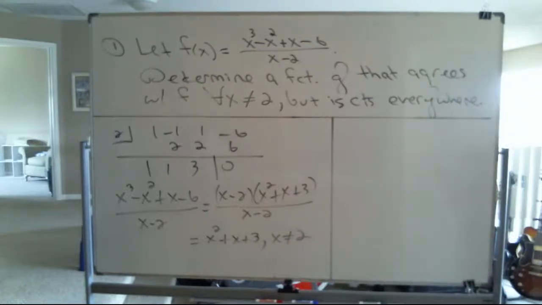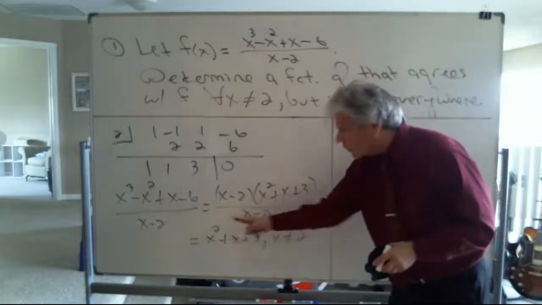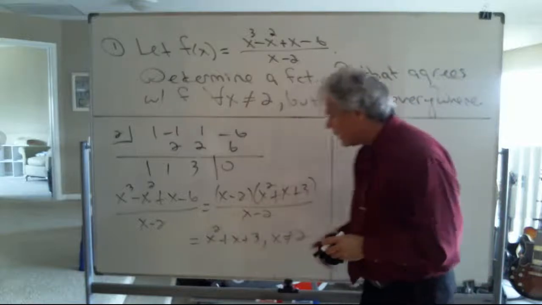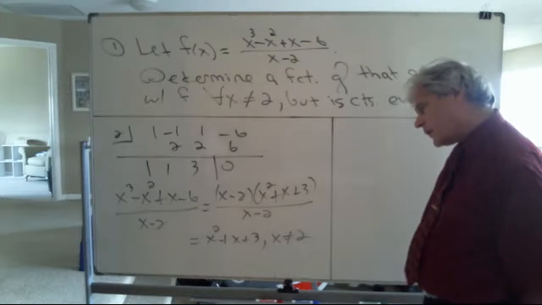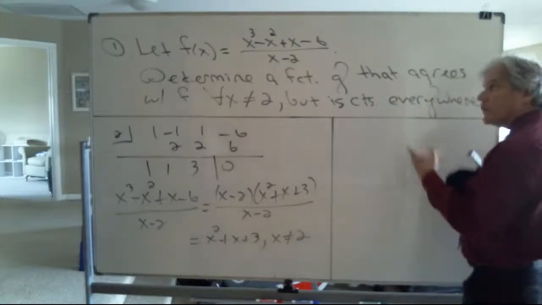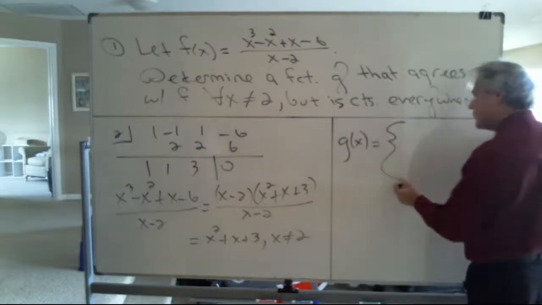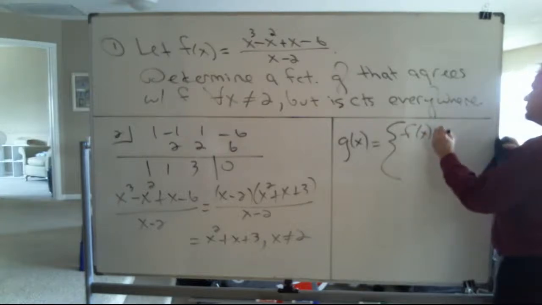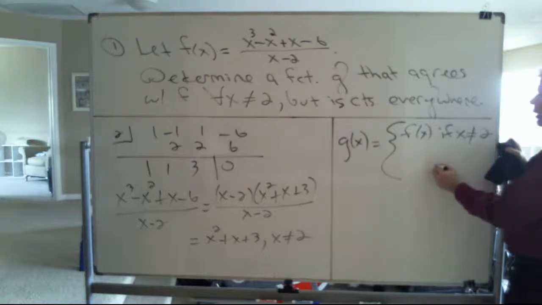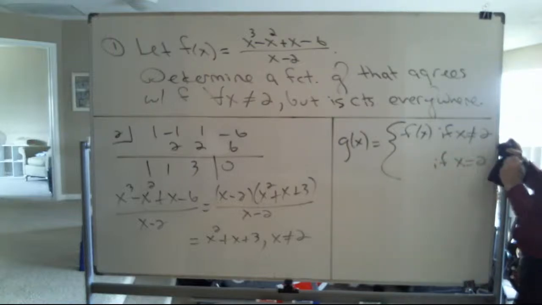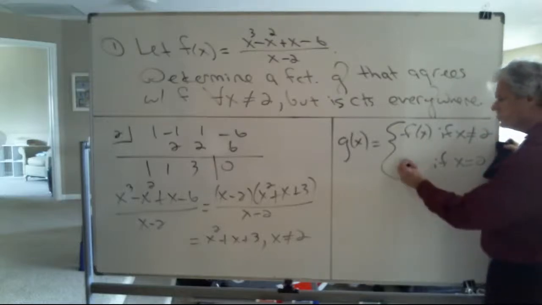So that being the case, if I cancel upstairs and downstairs that factor of x minus 2, here's what's left over. But when x is equal to 2, that evaluates to 4 plus 2 plus 3. Is that a 9? So to answer my own question, I will define g to be a function whose output is f of x, as long as x is not equal to 2. However, if x is equal to 2, then the corresponding y value should be, what did I just say, 9?